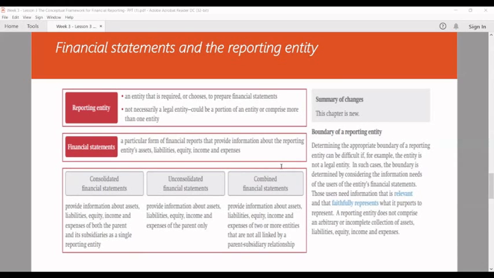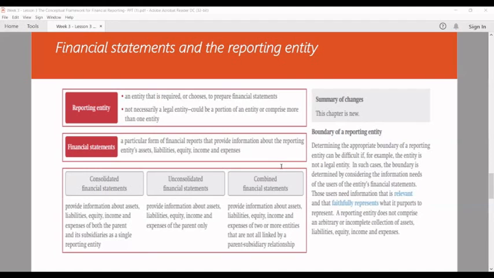Financial statements are a particular form of financial reports that provide information about the reporting entity's assets, liabilities, equity, income, and expenses. Consolidated financial statements provide information about the assets, liabilities, equity, income, and expenses of both the parent and its subsidiaries as a single reporting entity.